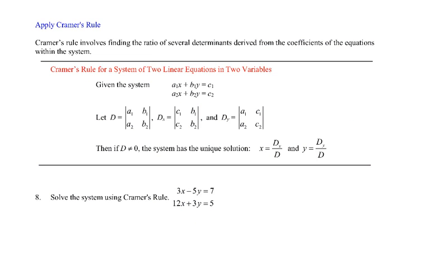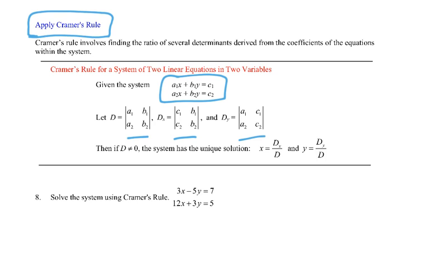So now that we know how to find the determinant of a matrix, we're going to learn how to apply Cramer's rule. Cramer's rule involves finding the ratio of several determinants derived from the coefficients of the equations in a system. Essentially, we're taking the information given to us in a system of equations, like this, and we're creating 3 matrices and finding the determinants of those matrices.